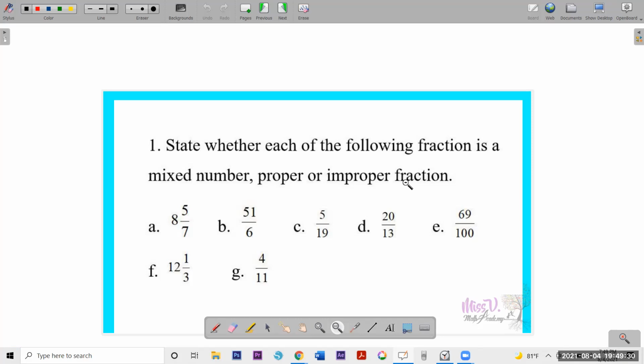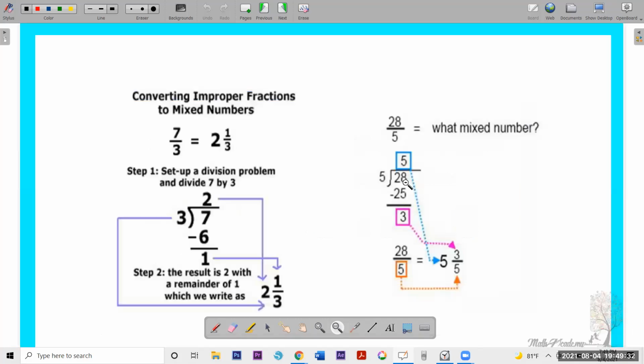And now we're going to look at how do we go from one to the other. So this is a little bit confusing. It's not really confusing, but let me go through it the way it is, and then I'll give you my even simpler version of it. So we're looking at converting improper fractions to mixed numbers. So that's your new topic head.